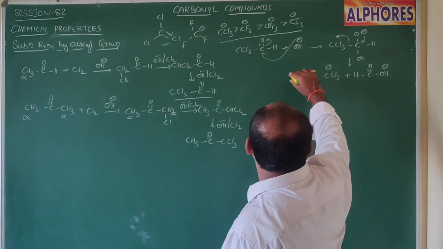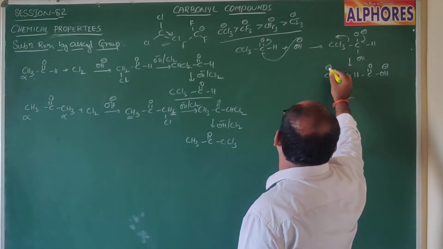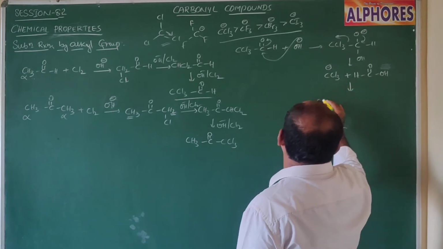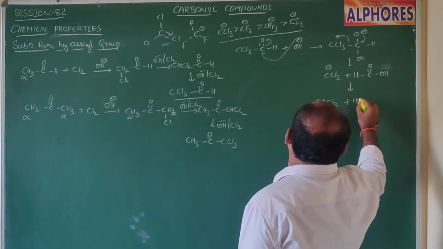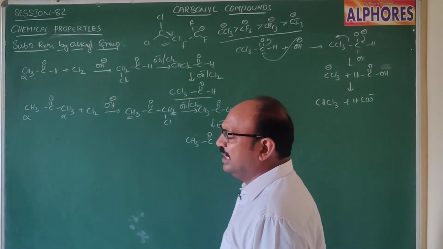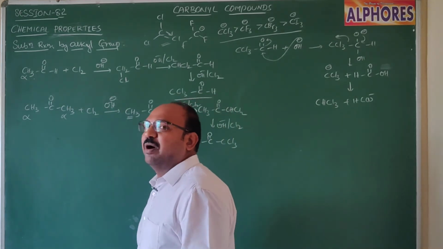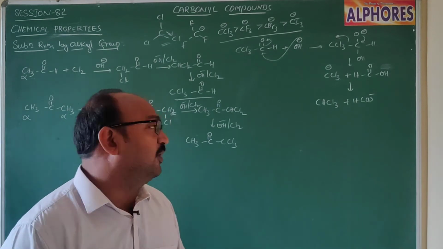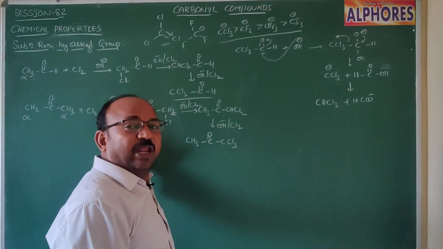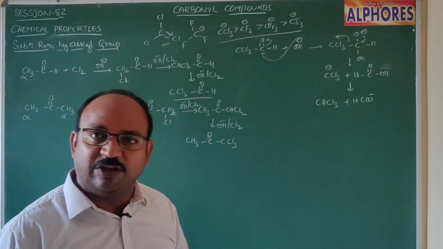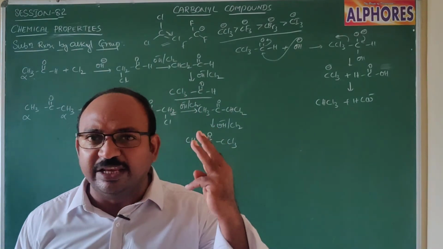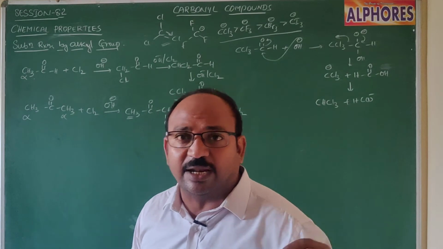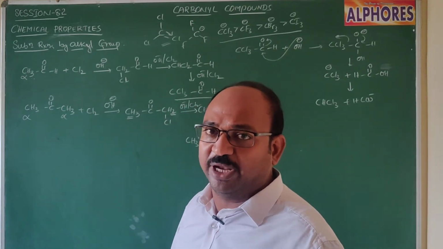Now here, the CCl3 minus is a strong base. It abstracts a proton from an acid, and we are getting CHCl3 and HCO minus. This reaction was learned under the name of the haloform reaction, or also the iodoform reaction. So carbonyl compounds in which the alpha carbon consists of three hydrogens generally participate in the haloform reaction.